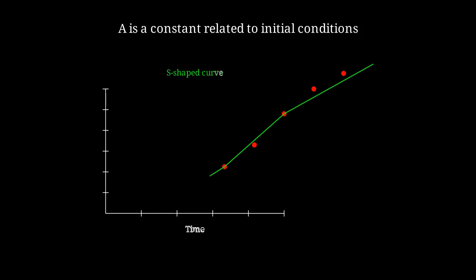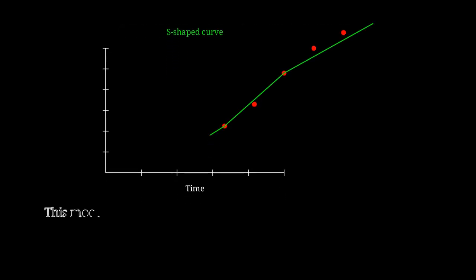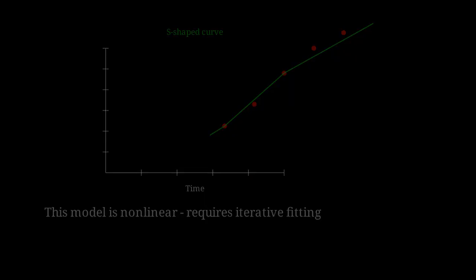Population data typically shows an S-shaped curve. Initial exponential growth slows as the population approaches carrying capacity. Unlike our previous examples, the logistic model is nonlinear in its parameters. We need iterative numerical methods to fit it.